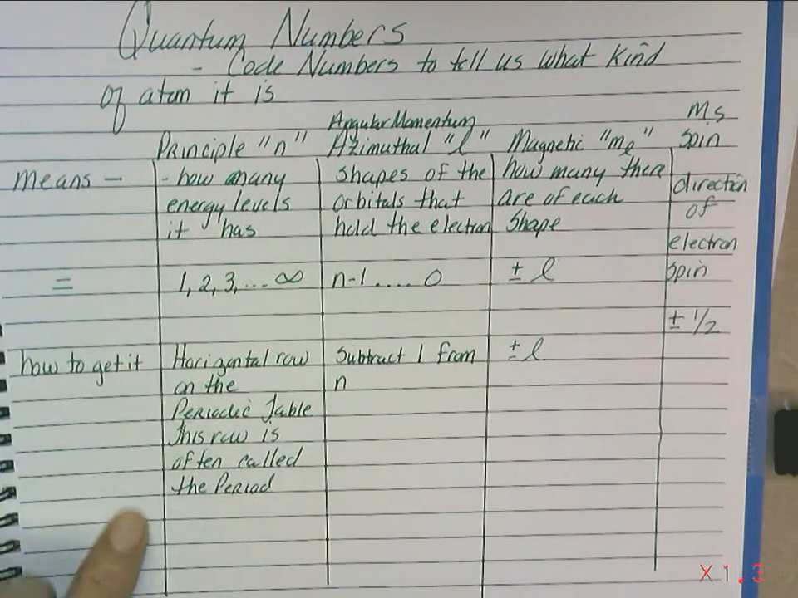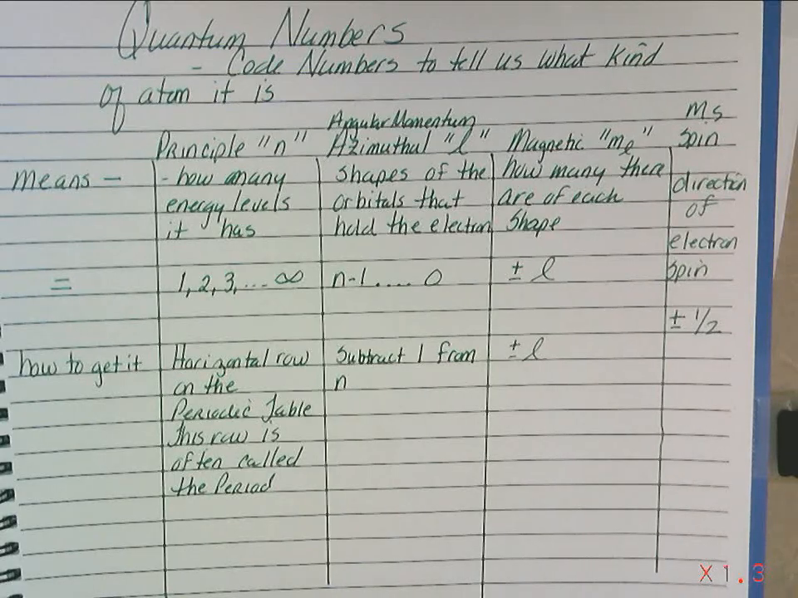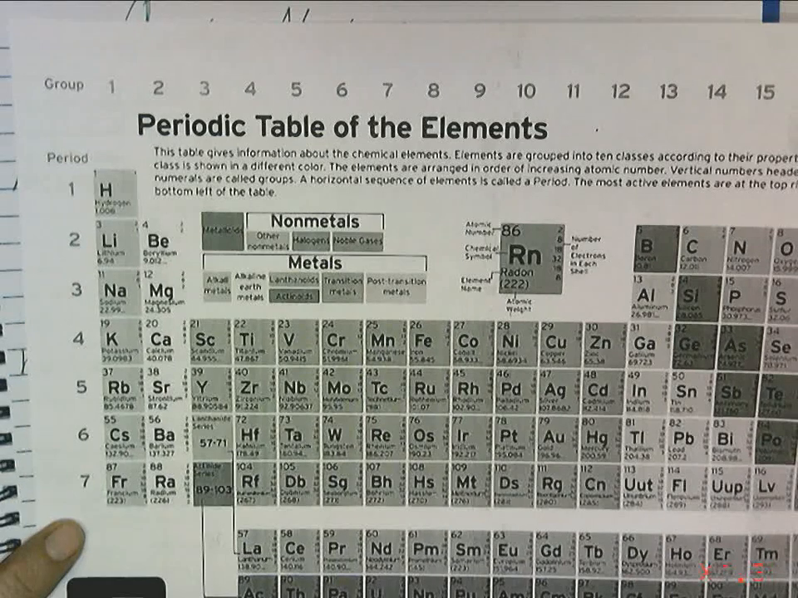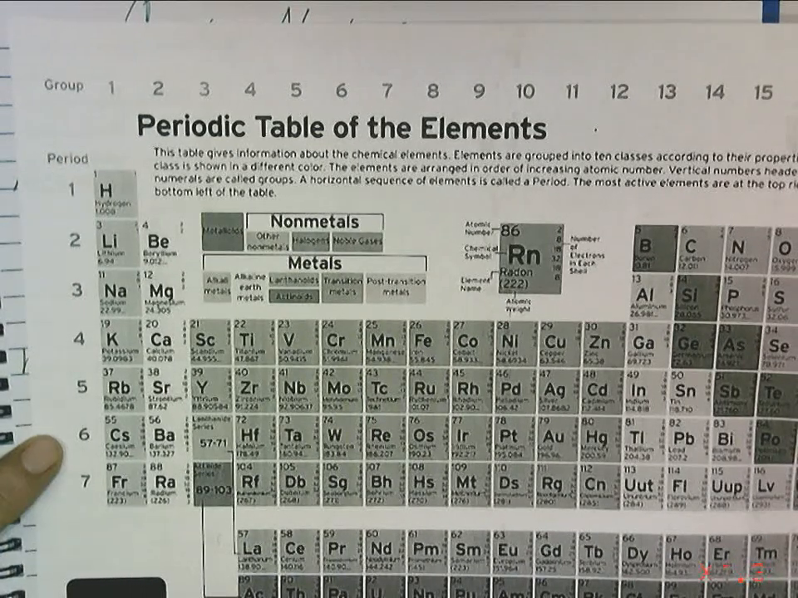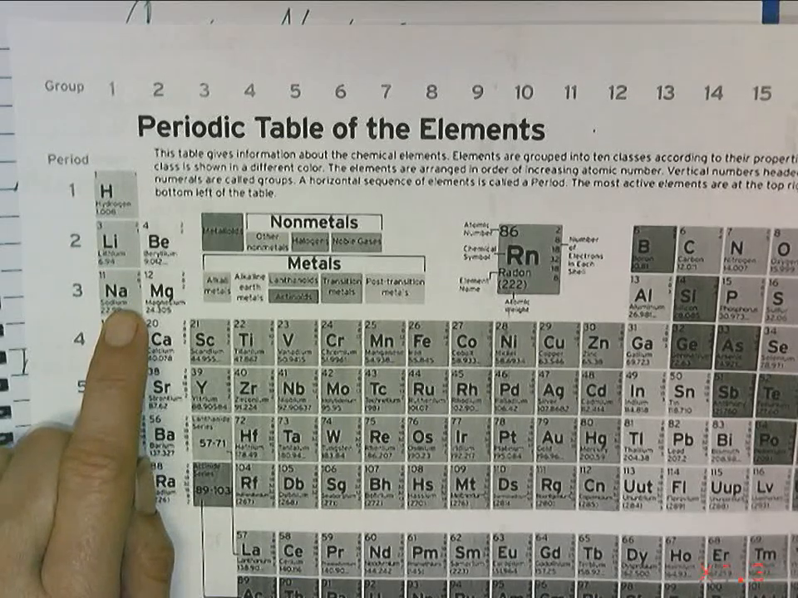It's the horizontal row on the periodic table. This row is often called the period. Here is the periodic table. See these numbers? These are the n's, the values of n. So as you can see, sodium has an n equal to 3.